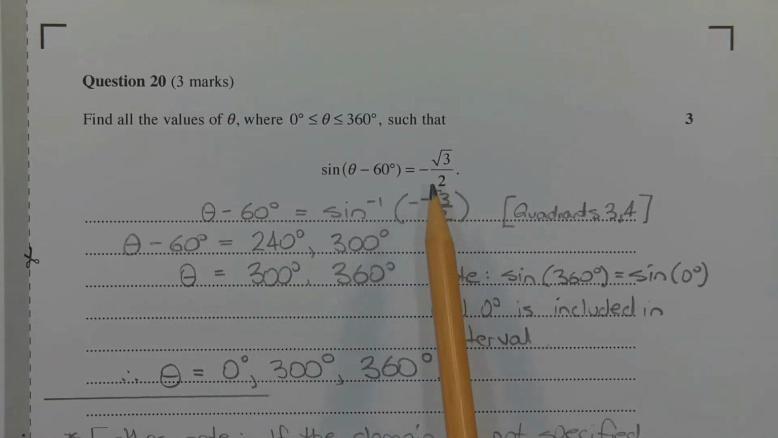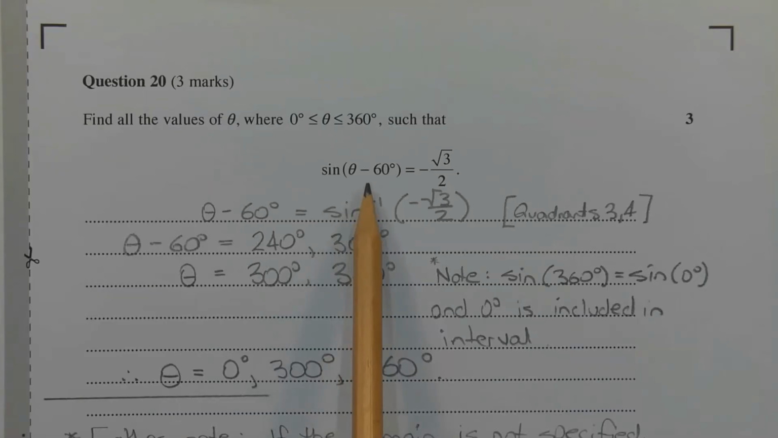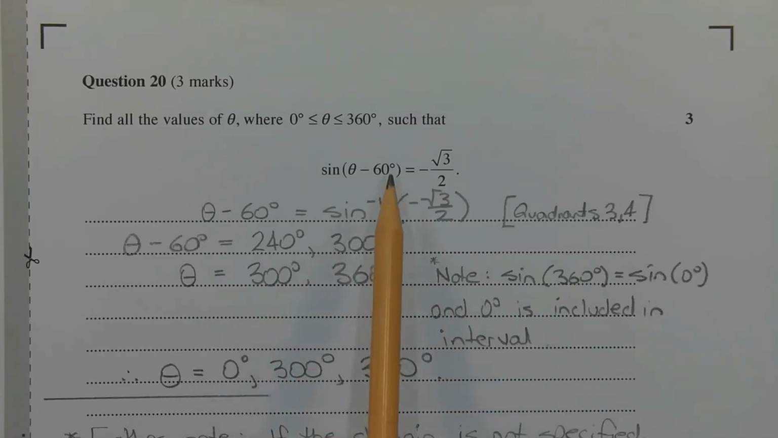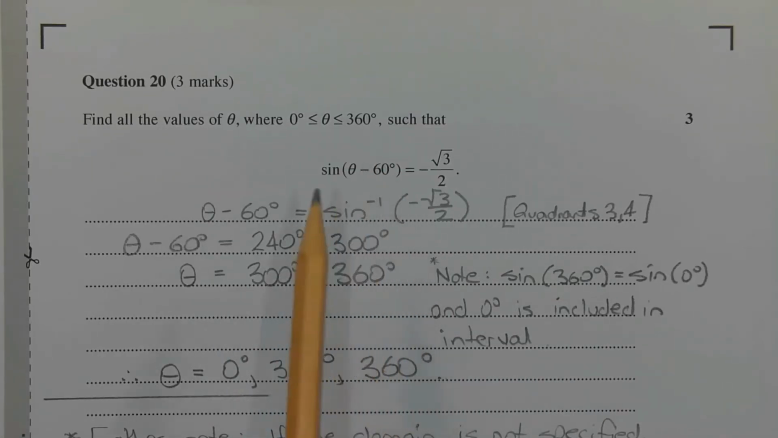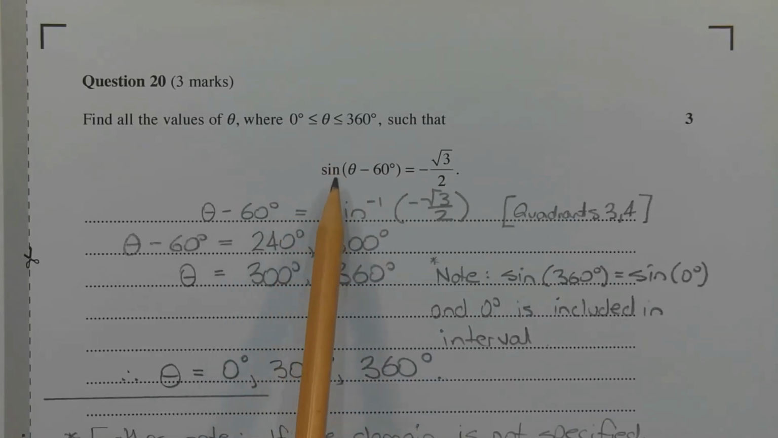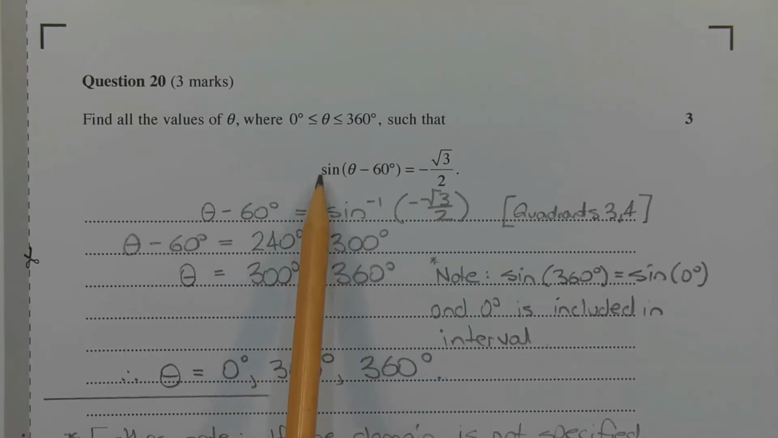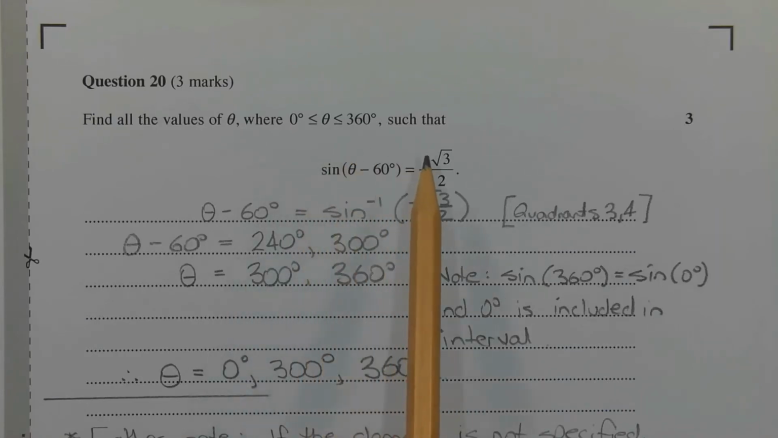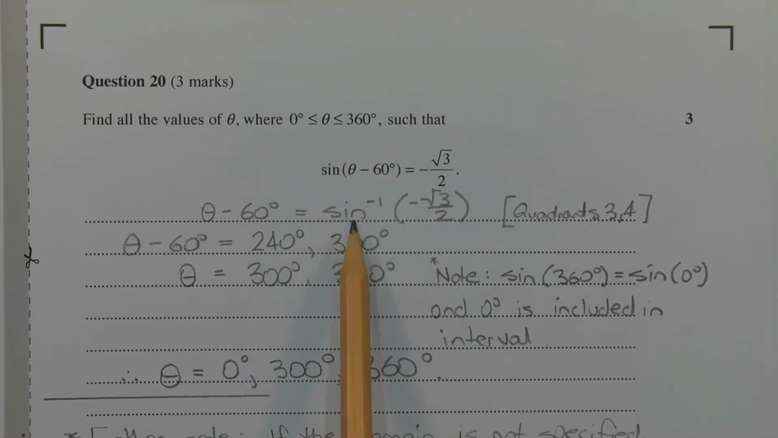Now, because the ratio is negative, that means the angle theta minus 60 degrees must lie in either quadrants 3 or 4. And that's from All Stations to Central. That is, sine is negative in quadrants 3 or 4. The next step is to isolate theta minus 60 degrees. We need to cancel out the sine operation here by taking the inverse sine of both sides of this equation. So effectively, what we're doing is moving this sine over to the other side and it becomes inverse sine. On your calculator, usually that's shift sine.